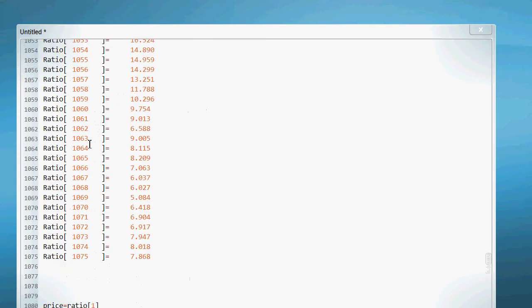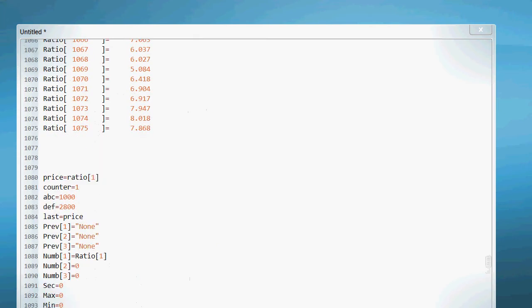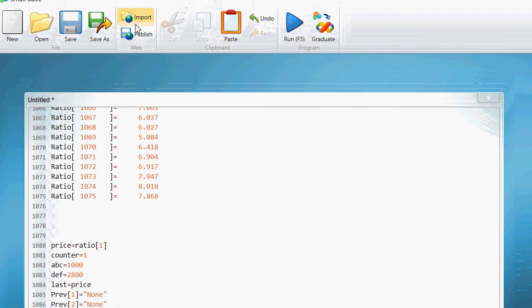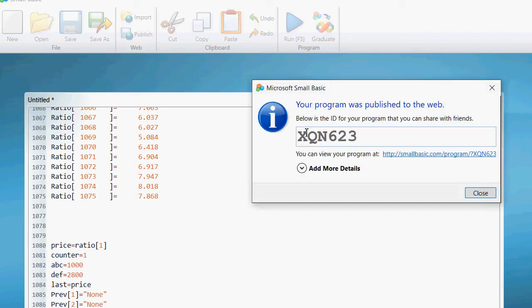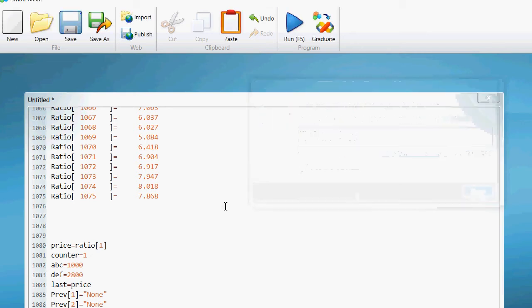The easiest way to do it is, when you run the program, click on the import button. They're going to ask you for a code, and I make the code by publishing this one. So I'm going to publish this now, and the code will come out. It's X, Q, N, and the number 623. So you just import those codes, and then this program will come up. You can save the program and run it later as you wish. And then you simply push the run or the F5 button, and the program will come up.